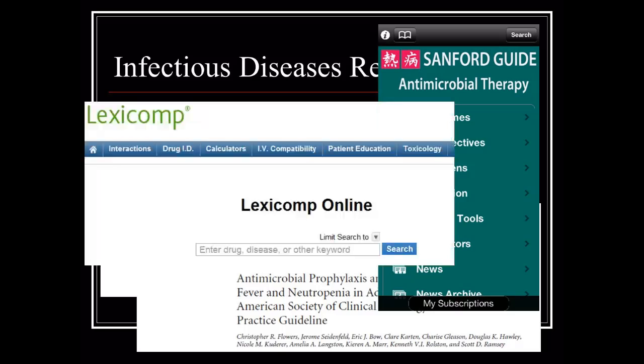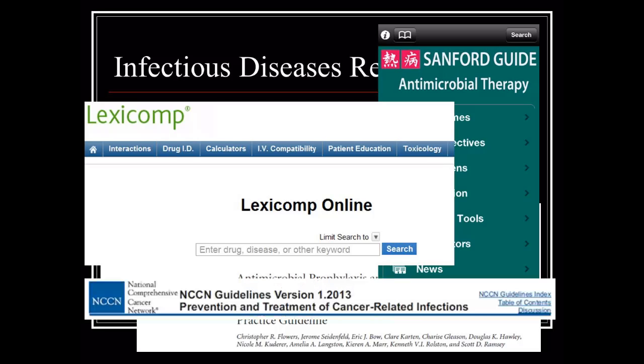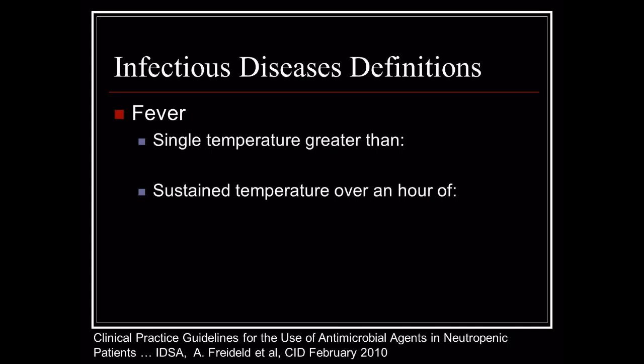Lexicomp is very good for drug dose adjustment, especially for kidney function issues, and NCCN guidelines for all things related to cancer and infections. So basic things is what you need to have before you can make a decision about what drugs for what bugs.